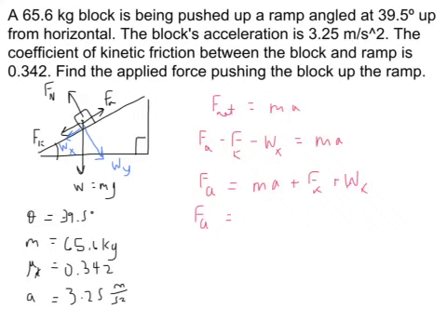We know m, we know a. The equation for Fk is mu times Fn, and Fn is equal to Wy. And of course Wy is mg cosine theta, the 39.5 degrees. And then we also have to add Wx, which is mg sine theta.